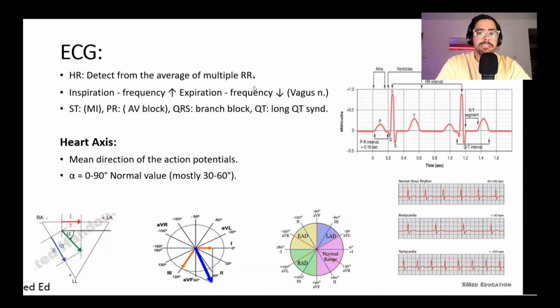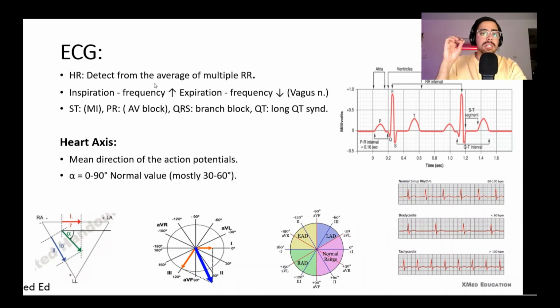And the other factor that you need to know is from R to R. For example, this is one beat. This is one depolarization and repolarization. This is another depolarization, another repolarization. So from each R to R, we can detect the heart rate. We can calculate the heart rate from the distance of this RR interval. The RR interval means between two depolarizations.